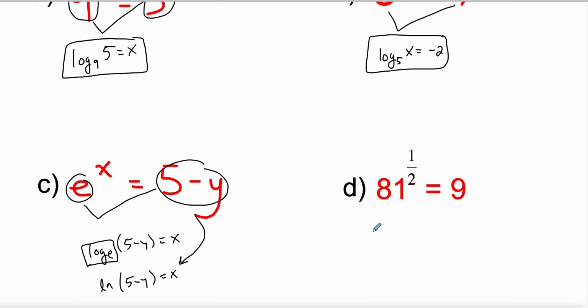Okay, this one's going to be log base 81 of 9 equals 1/2. And you could actually check this one if you wanted to, just by looking at this one. Does it make sense? Does 81 to the 1/2 equal 9? Yeah, that's how that one works out.